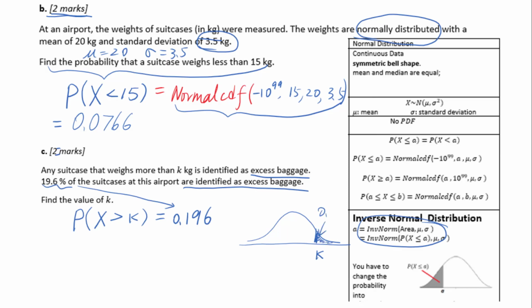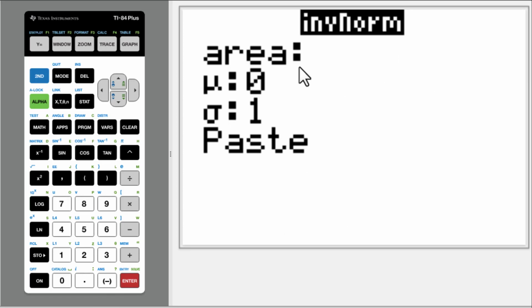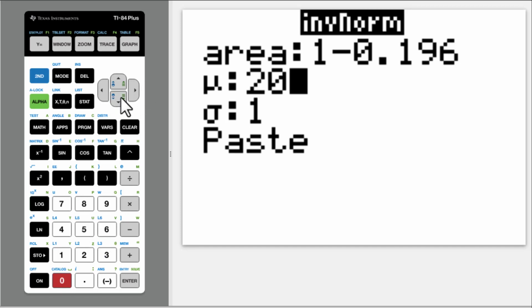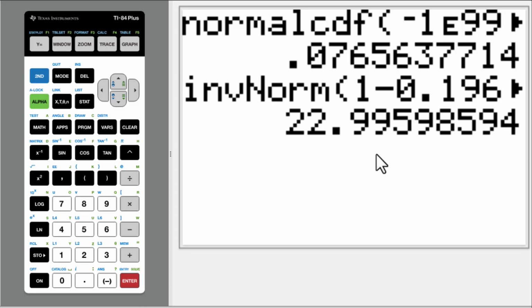Shaded area is 0.196. So probability of X less than or equal to K equals 1 minus 0.196. And K equals, using inverse norm distribution, inverse norm. Remember, the area in the graphing calculator is always a probability of X less than or equal to K. So I will put 1 minus 0.196. Mean is 20. Standard deviation is 3.5. Then enter. K equals 23.5.